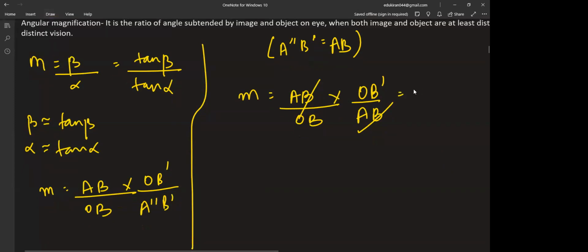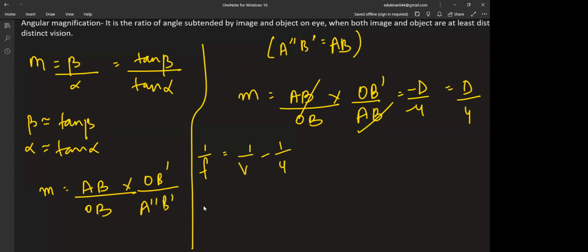This will be minus D by minus U is equal to D by U. You have already studied the lens formula. So you know 1 by F is equal to 1 by V minus 1 by U. So 1 by F is equal to, what is the image distance? Minus D. This is missing. So from here you have to calculate. Understood? You have to put in the value of U.